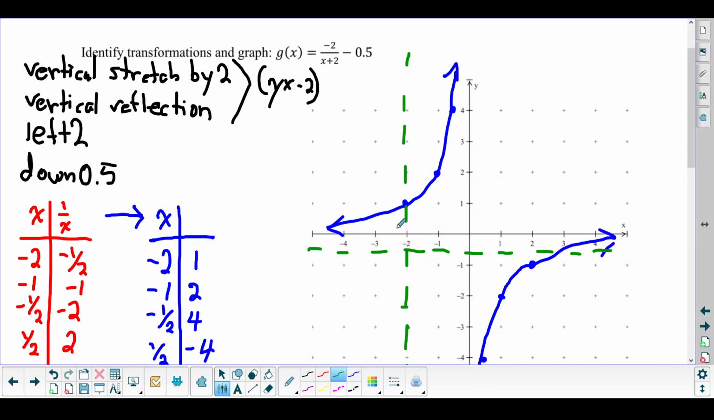Okay, now let's move our points. So left 2, 1, 2, down 1/2. Left 2, 1, 2, down 1/2. Left 2, 1, 2, down 1/2. Okay, I'm going to extend this asymptote so I can draw approaching it a little better. Ooh, that's not very good. Try drawing the curve for these 3 points first.